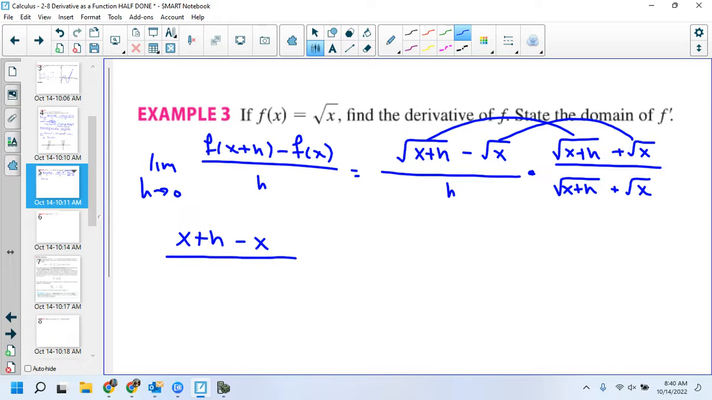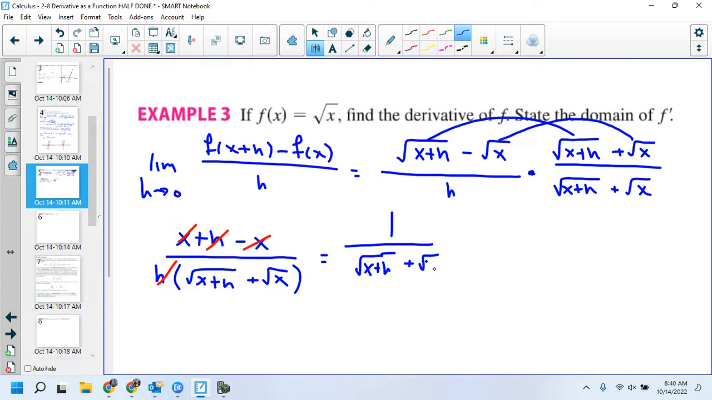You see that? Do not distribute in that h, though. h times radical x plus h plus radical x. Don't distribute that in because it's going to cancel, and it's going to cancel right here, leaving me a 1 over radical x plus h plus radical x.